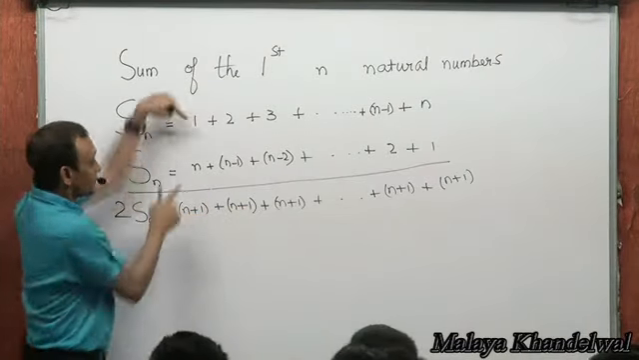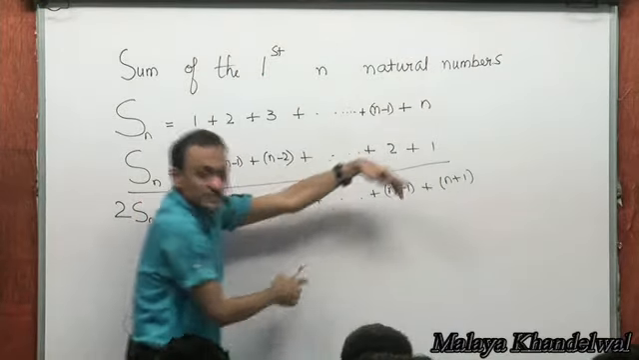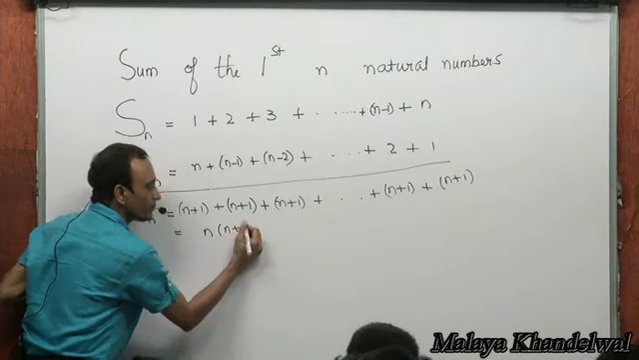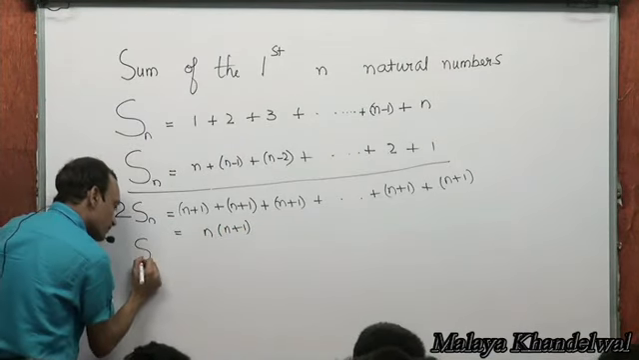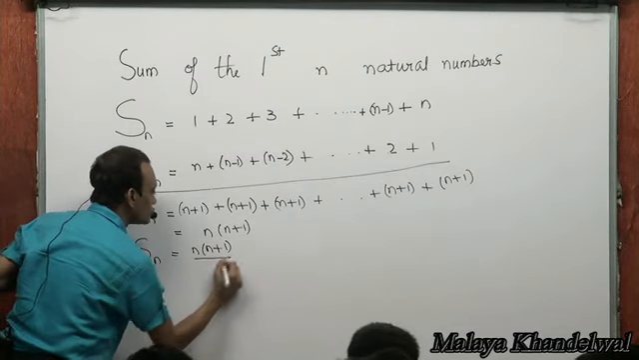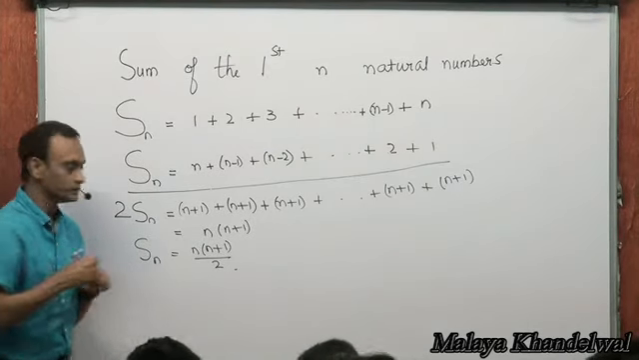N, right? This is the first group, this is the second group, third group, nth group. N such n plus 1s. So this is going to be n into n plus 1. So Sn is 1 by 2, n into n plus 1 by 2. That's the sum of the first n natural numbers. Clear?